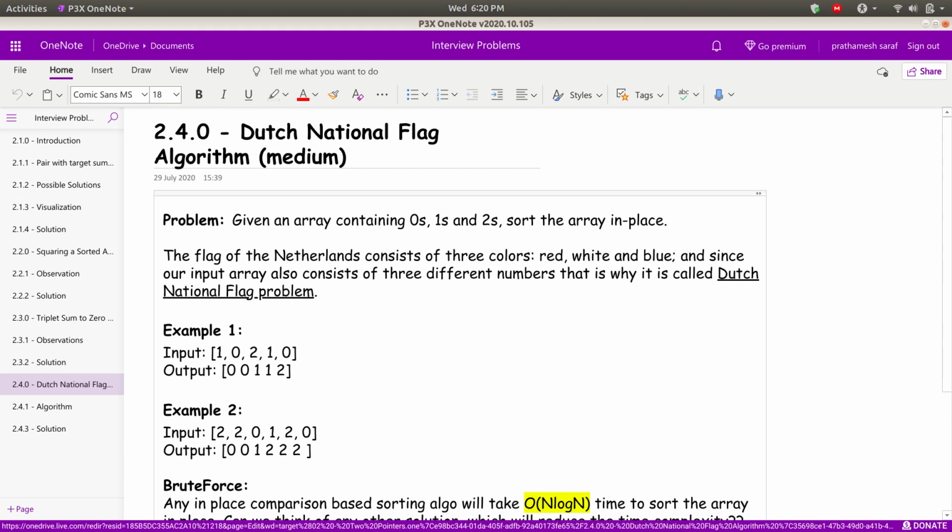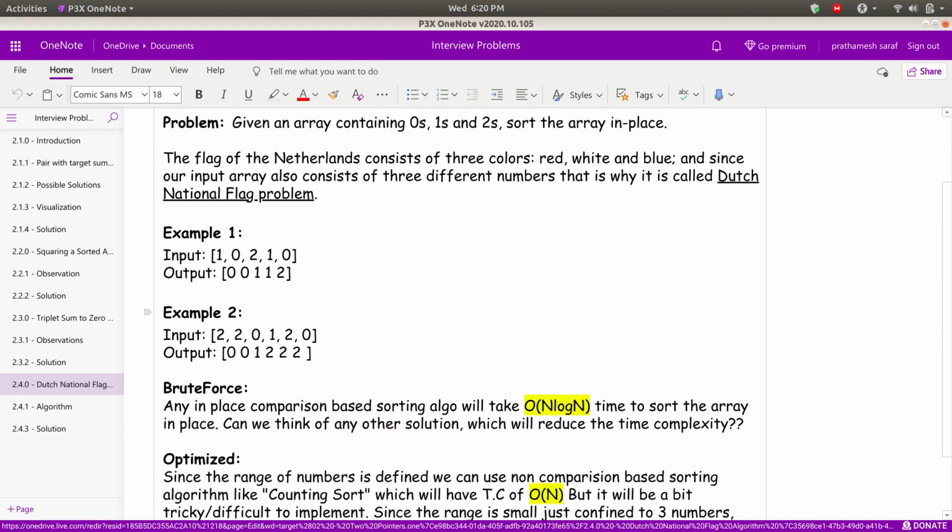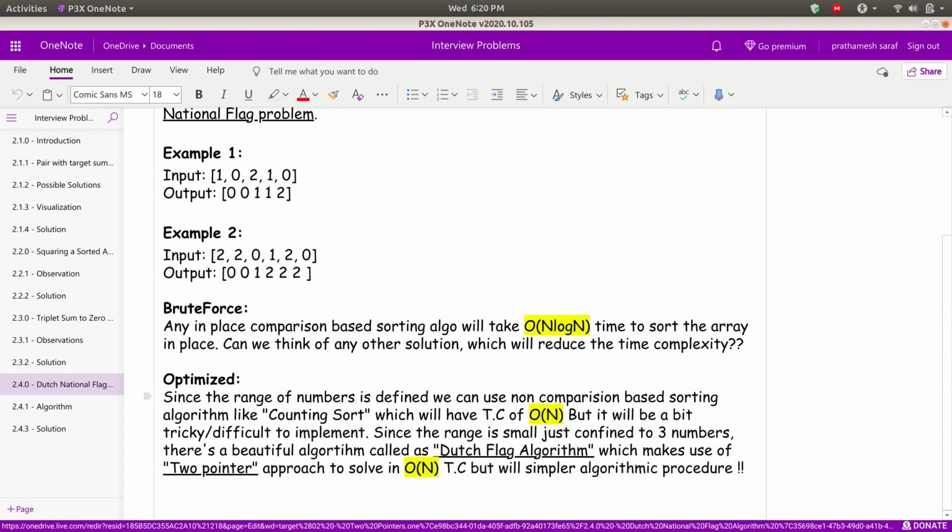First of all, if you are going to use some simple sorting algorithm, it will take O of n log n time. You can use some non-comparison based algorithms because the range is given, right? Because for any algorithm like counting sort or radix sort, the range must be given for the input array, that is, what is the range of numbers that will be available. Here the range is three numbers, so you can use counting sort, but it will have implementation difficulties, right? Counting sort is better when the range is very much larger. Now here the range is just confined to three numbers, so we can use this algorithm which will solve the problem in O of n time, also with simple algorithmic complexity, right? So let's see how this problem is solved.